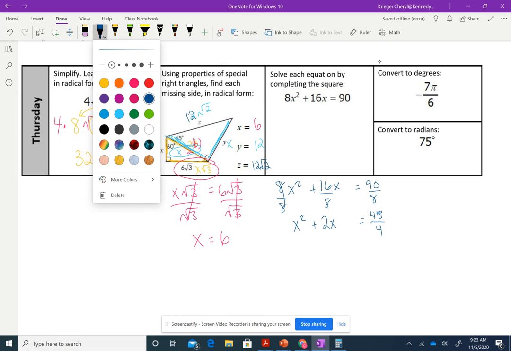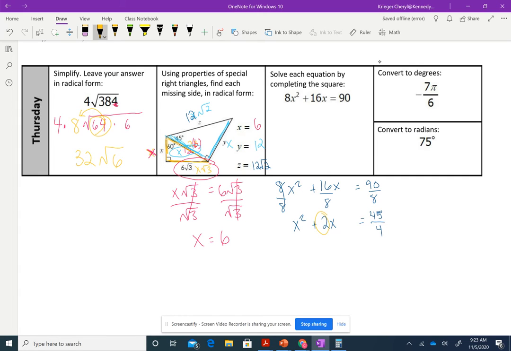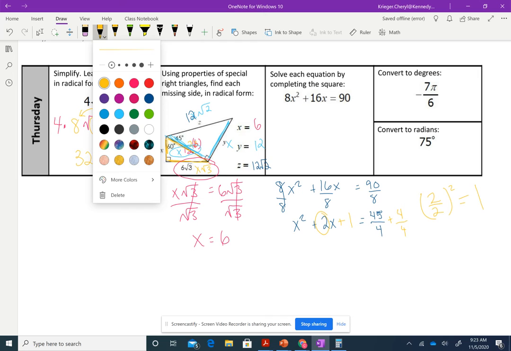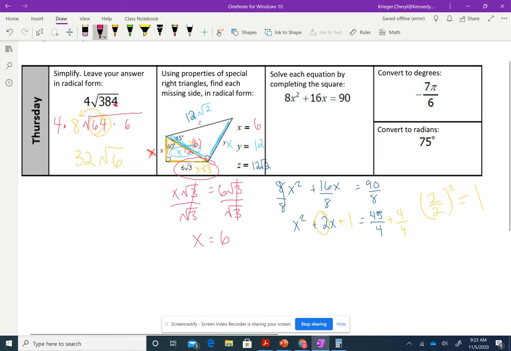And then we take half of b. So this is my b term. We take half of 2, square it, and add it to both sides. So 2 divided by 2 is 1. 1 squared is 1. We're adding 1 to both sides, but on my right side, I'm going to add it as 4 over 4 so that I'm able to add my like denominators. Okay, x squared plus 2x plus 1 is a perfect square trinomial.